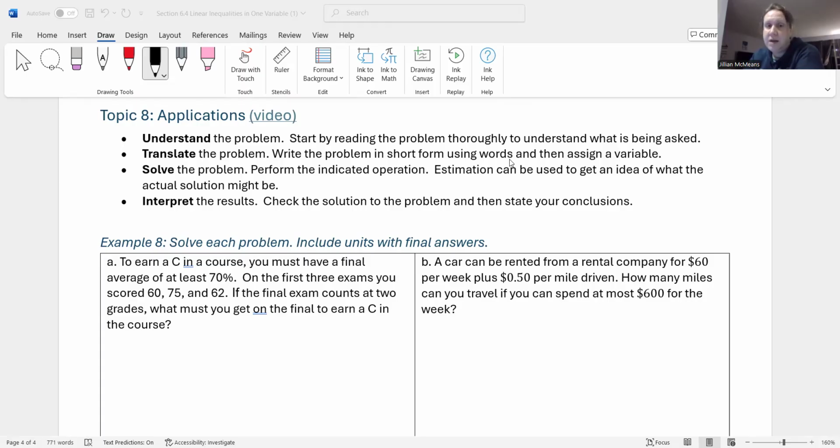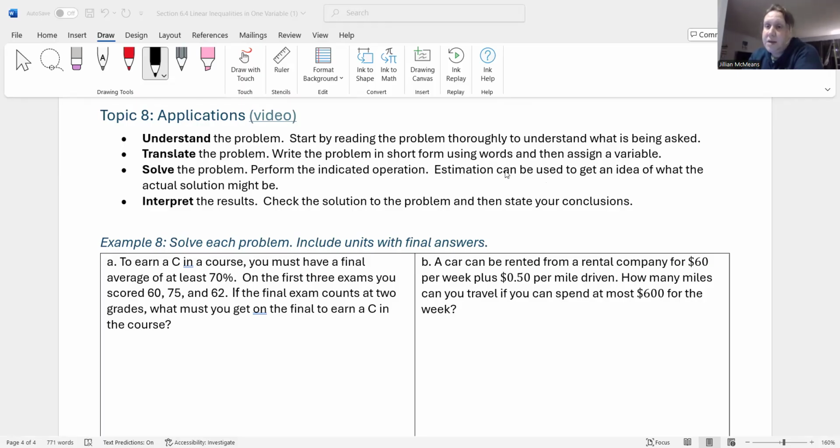Okay. I do find that inequality problems, we don't go nearly as deep into them. So they tend to be pretty easy. The bulk of the difficulty is going to be with the linear equations in one variable and those word problems. Once you have your inequality set up, you want to solve it. Okay, perform the indicated operations, just take whatever steps are necessary to solve.